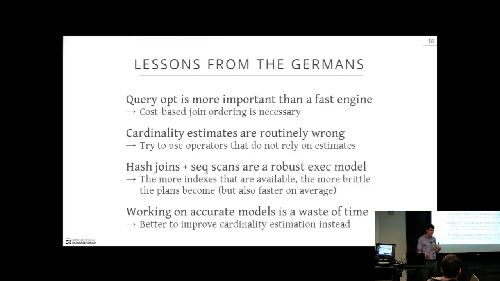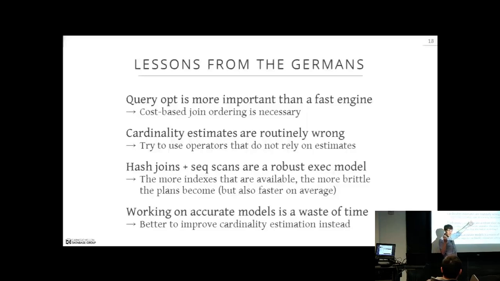So the first thing he says is that query optimization, of selecting good join orders, is more important than just having a really fast execution engine. So even though you're maybe in main memory and you can process things very quickly, if your query optimizer is generating bad plans, you're going to be executing bad plans very quickly, right? So it's very important to get the join order correct.